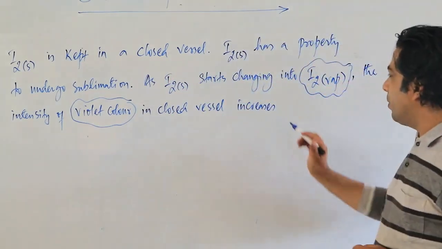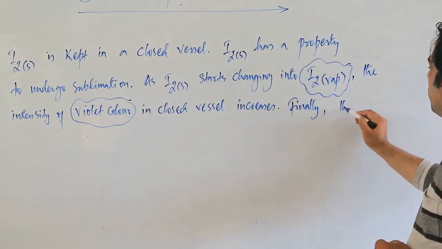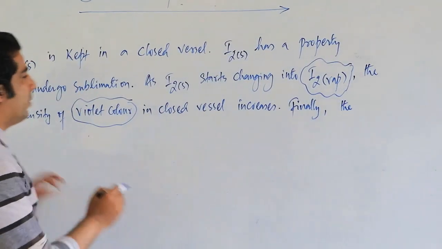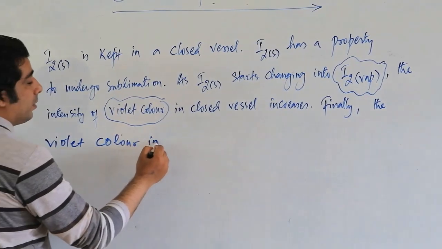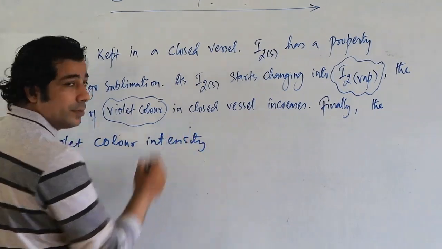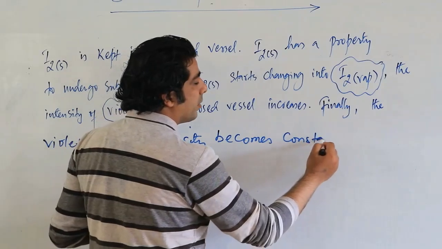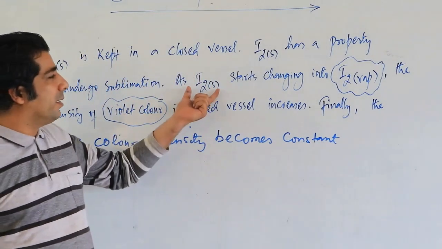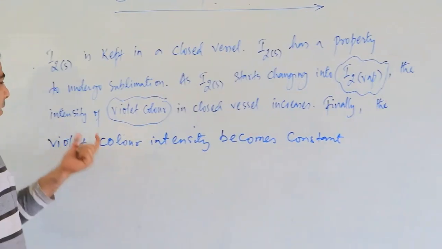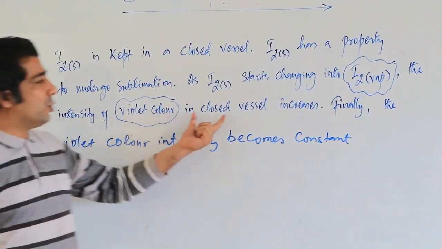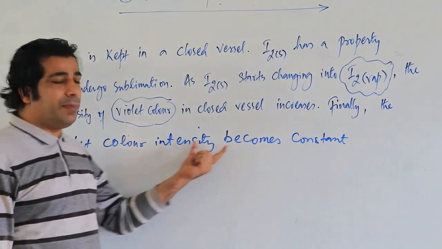Okay, then what happens? Finally, the violet color intensity becomes constant. What was happening? Iodine solid was changing into iodine vapors, and because of these iodine vapors, the intensity of violet color in closed vessel increases. But finally the violet color intensity becomes constant.